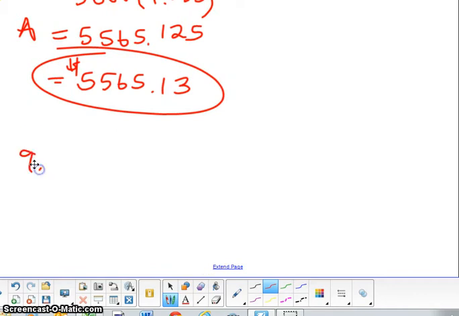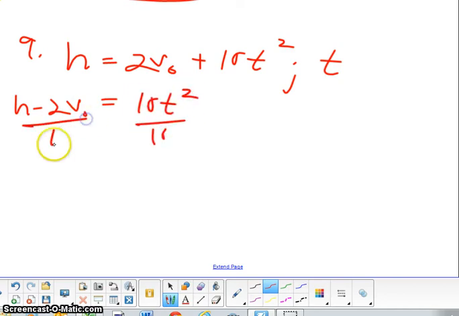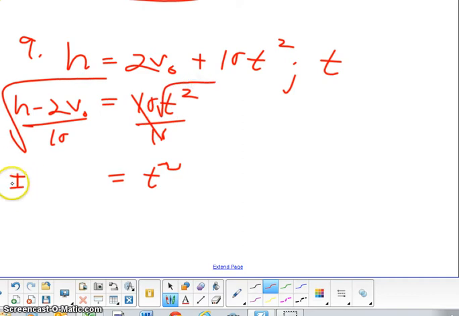For number 9, you're going to solve for t when h equals 2 times v sub o plus 10 times t squared. So you end up getting t by itself by first subtracting 2 v sub o from both sides. Then you're going to want to divide by 10 on both sides. That's again supposed to be a 2. And then by taking the square root of both sides, you'll end up with plus or minus the square root of h minus 2v all over the square root of 10.